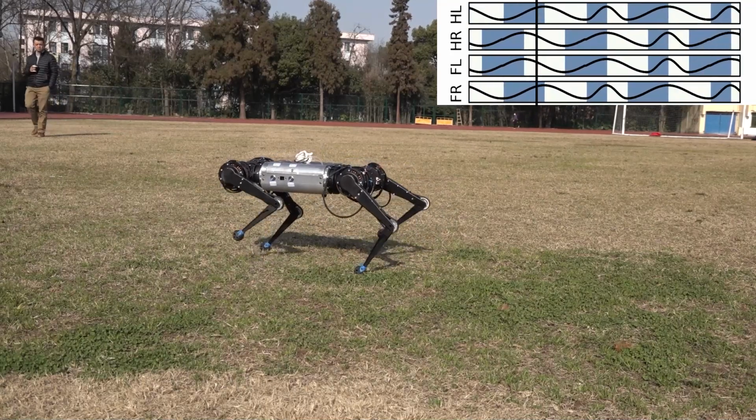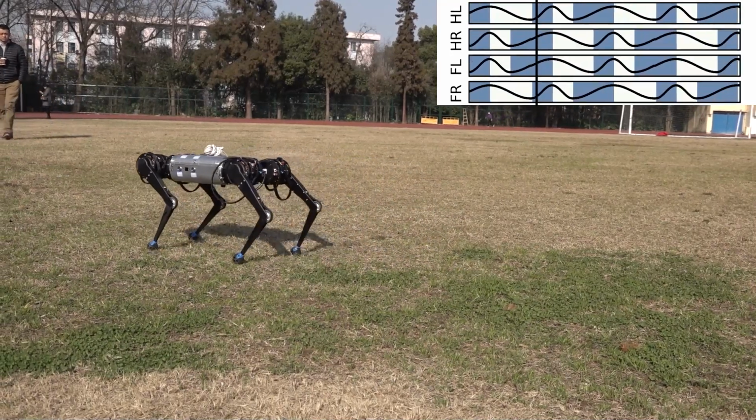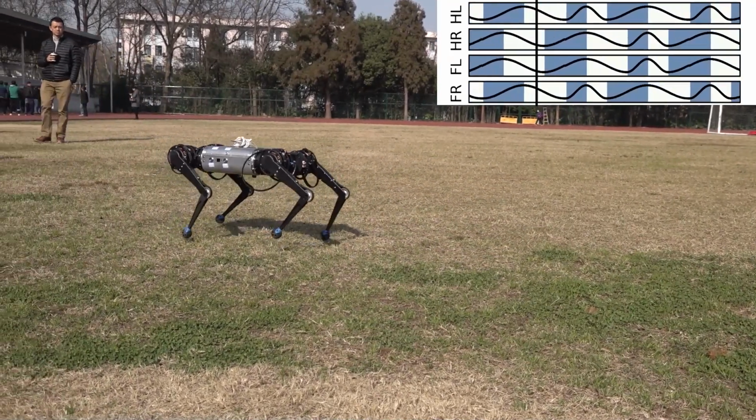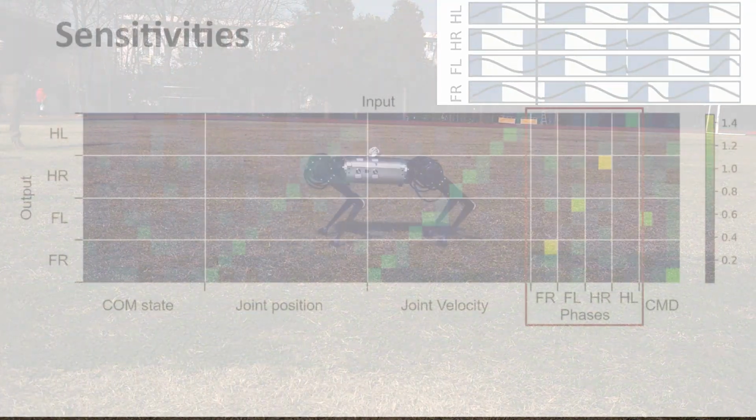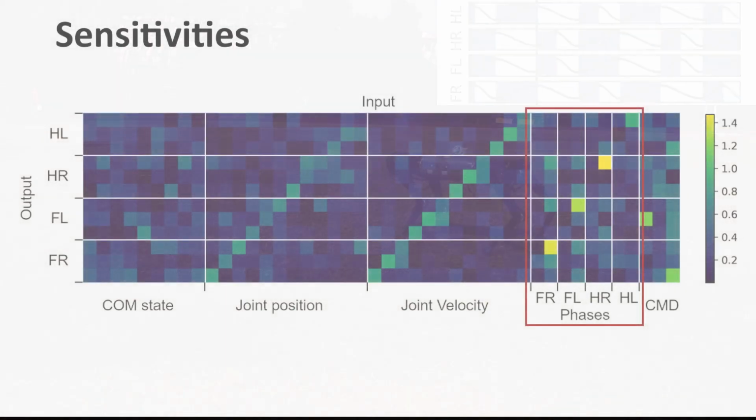In this work, we train the neural network controller to learn the connection between phase and the corresponding leg. With the help of phases, we have extended the capability of a single controller to multiple gaits and free transitions.